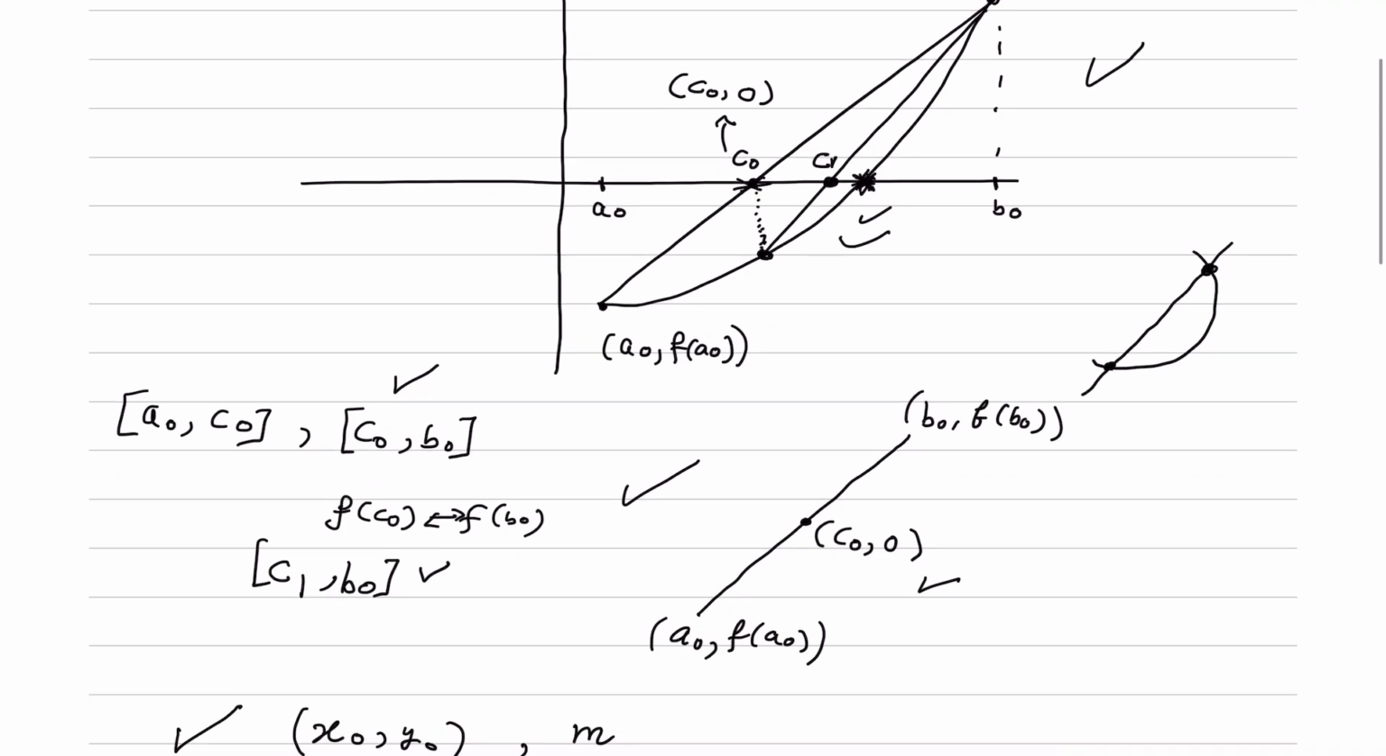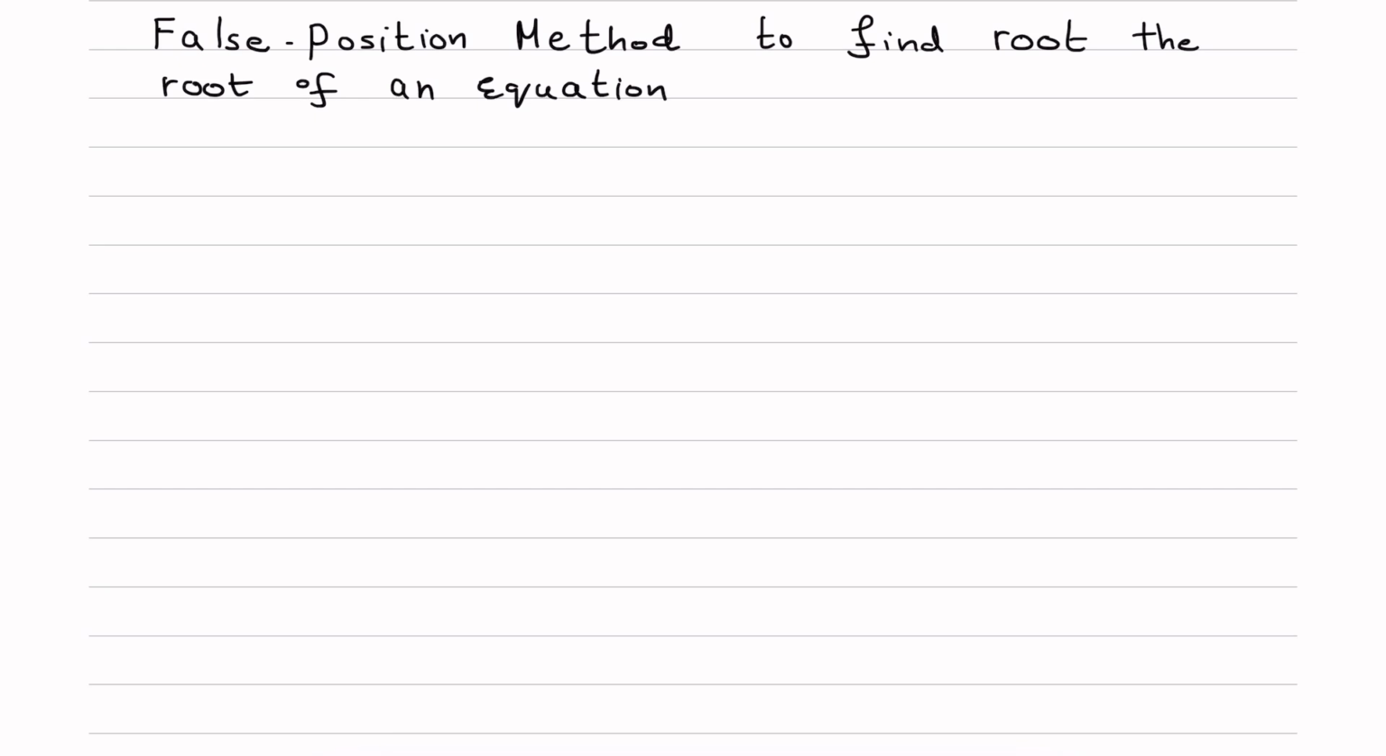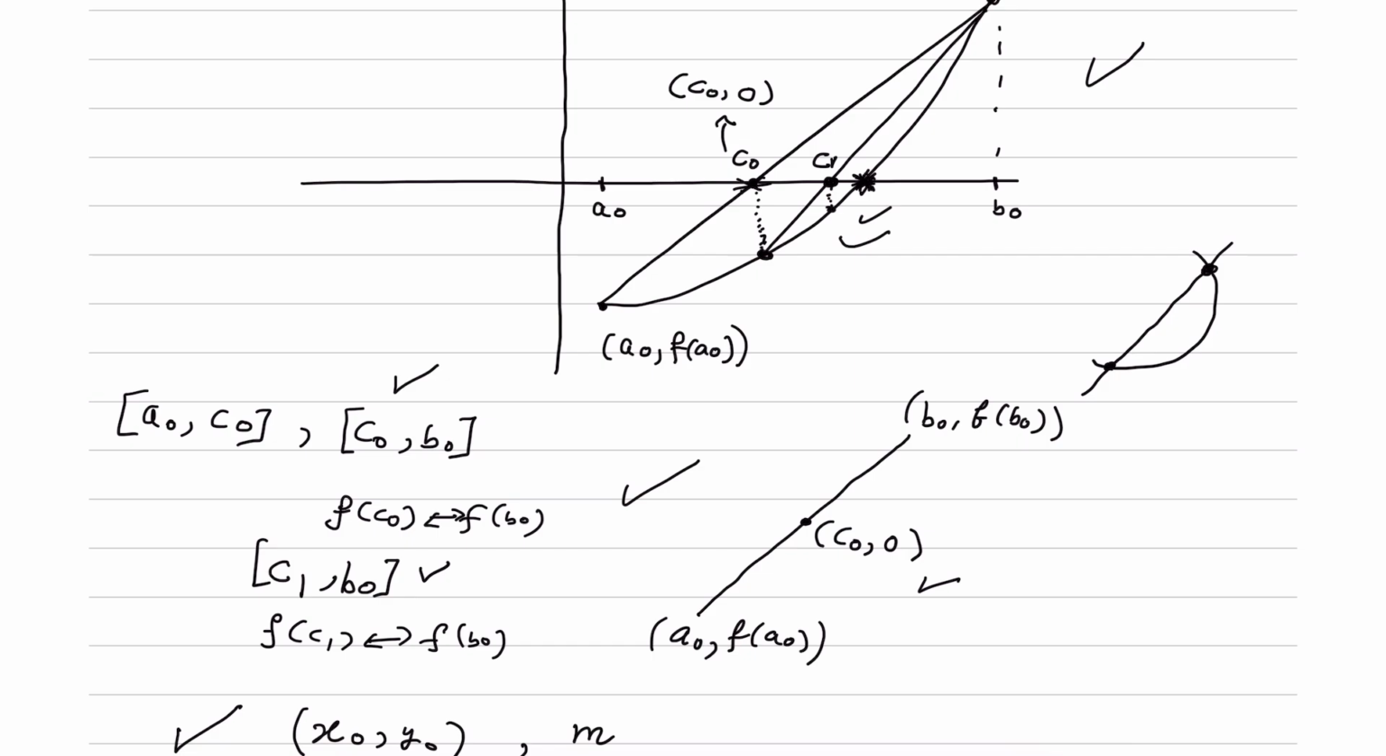Now we join f of c1 with f of b naught by a straight line because this is our next interval. So f of c1 here on the graph, this is f of c1. We join f of c1 with f of b naught by a straight line and it passes through the root, and at this root point we call it c2. So this is how we approach towards the root. But the main task here is to keep on finding the false points like c0, c1, c2.